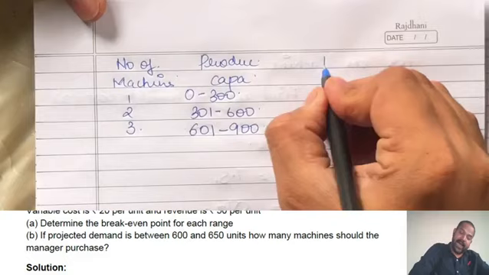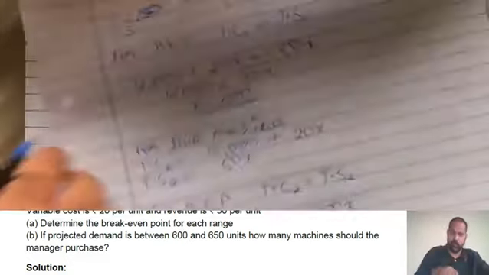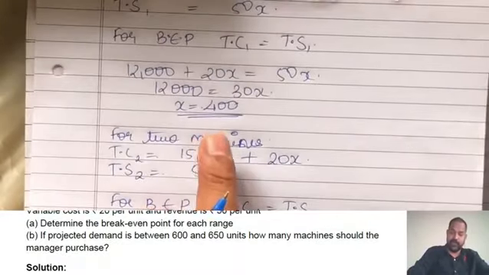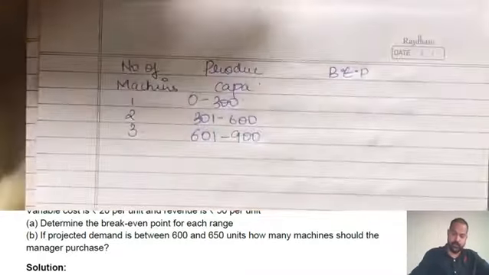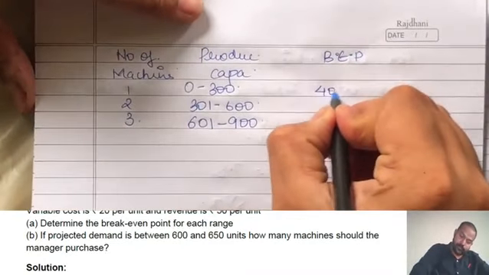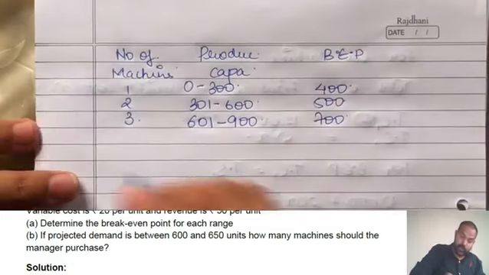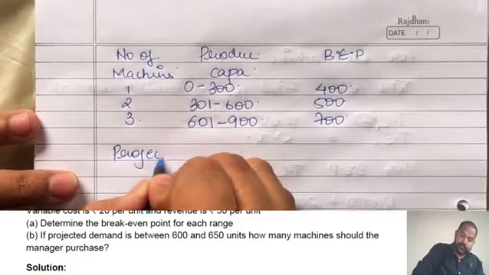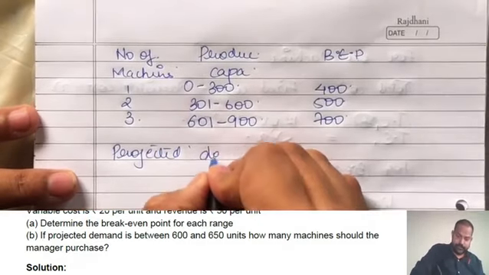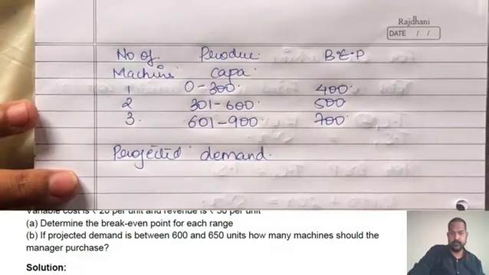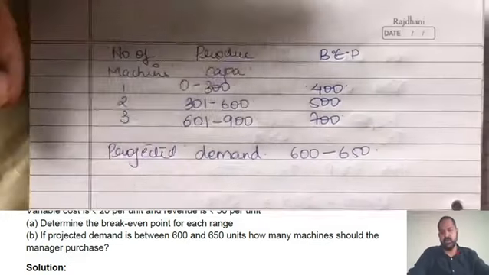What did you get as the break-even quantity, BEP or BEQ, whatever you want to call it? For 1 machine, the break-even is at 400, 2 at 500, and 3 at 700. So, 400 units, 500 units, and 700 units. Projected demand is between 600 to 650 units.